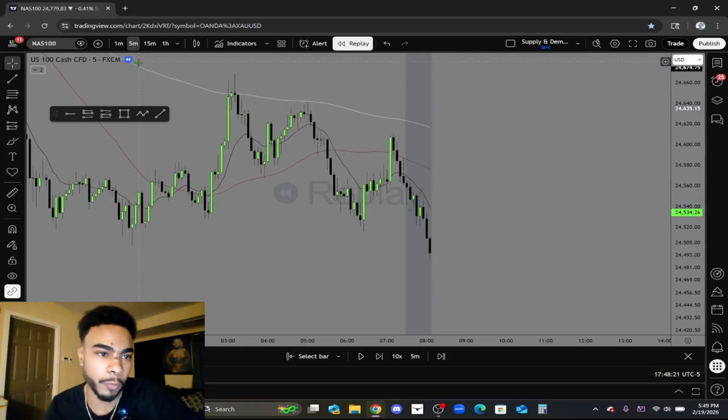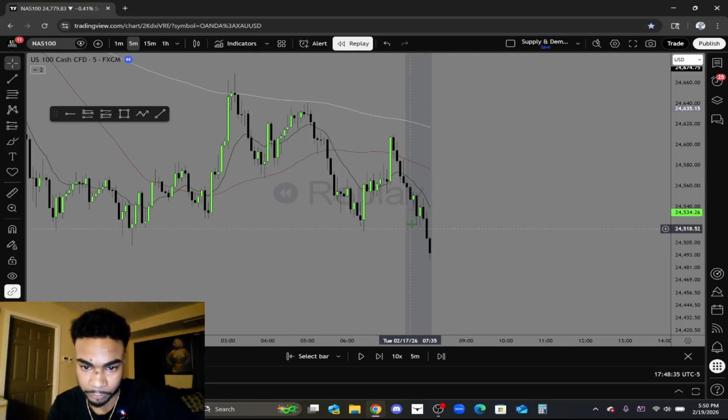So right off the bat, I'm on the NASDAQ 5-minute chart. I see that price is in a little downtrend right here. It went down, went up, went down, broke this low, came back up, created a lower high, and came down, breaking this low, creating a new lower low, right? So right off the bat, I'm seeing, okay, price is breaking lows. It's breaking lows and it's in a downtrend.